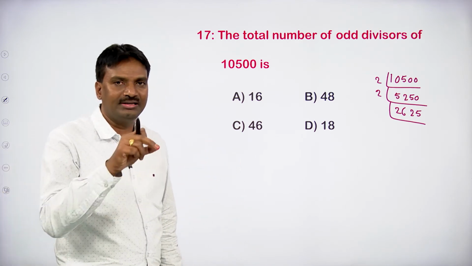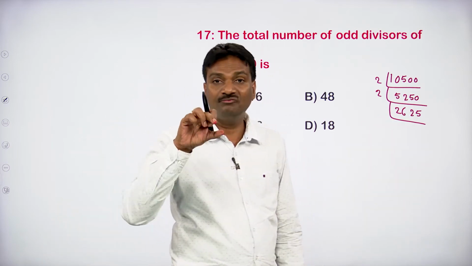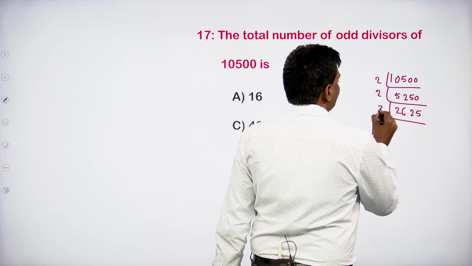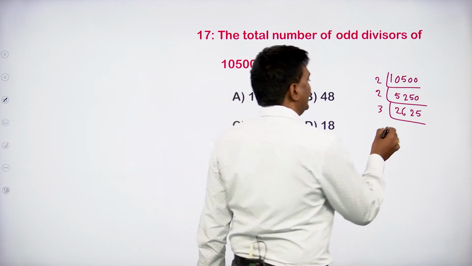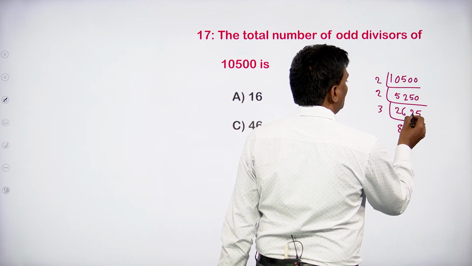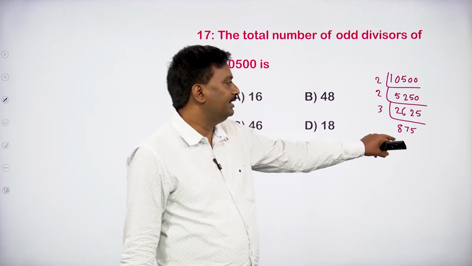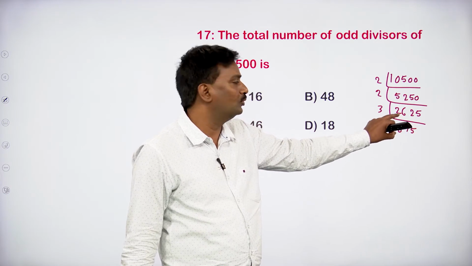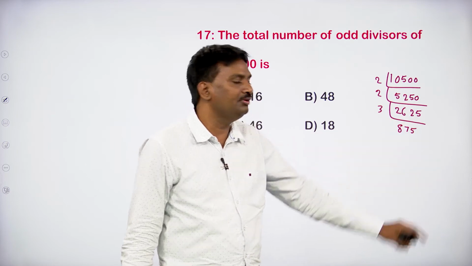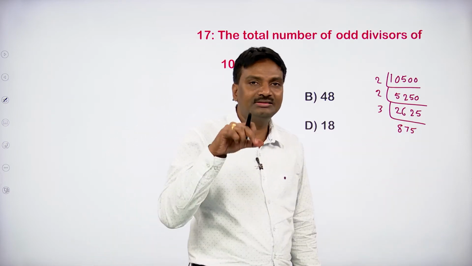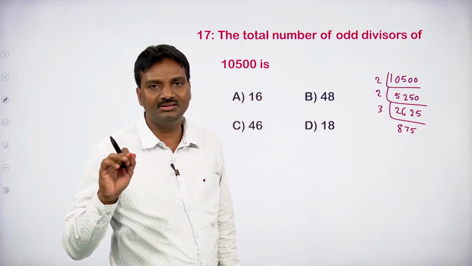Next let us check whether 3 is a factor of 2625 or not. 2 plus 6 is 8, 8 plus 2 is 10, 10 plus 5 is 15. So we can take 3. 3 8s are 24, 3 9s are 27, 3 7s are 21, 3 5s are 15. Okay. 26 minus 24 is 2, 22, 3 7s are 21, 22 minus 21 is 1, 15. So 3 5s are 15. Again let us check whether 3 is a factor or not. 5 plus 7 is 12, plus 8 is 20, but 20 is not divisible by 3.